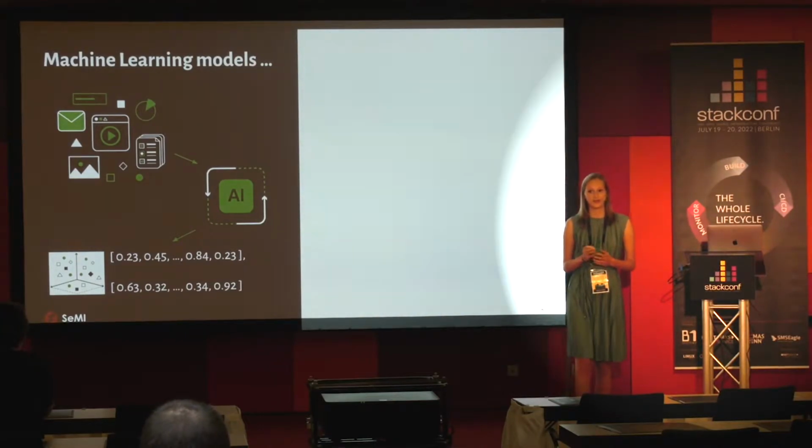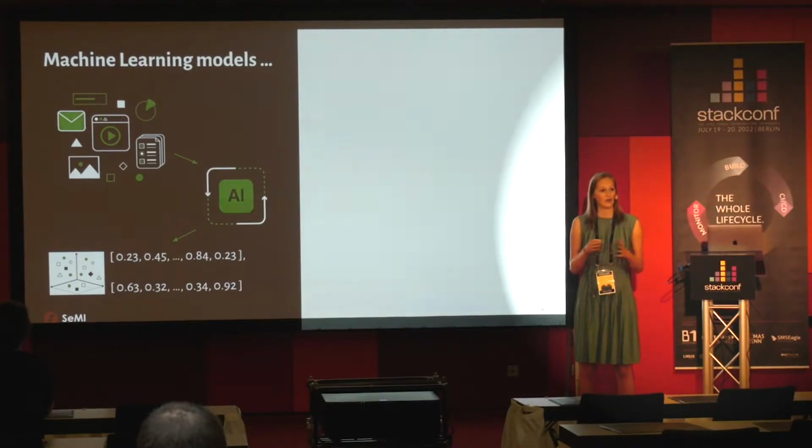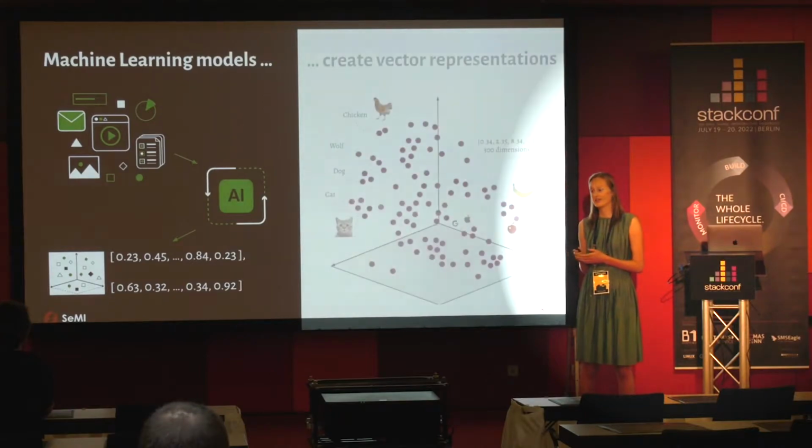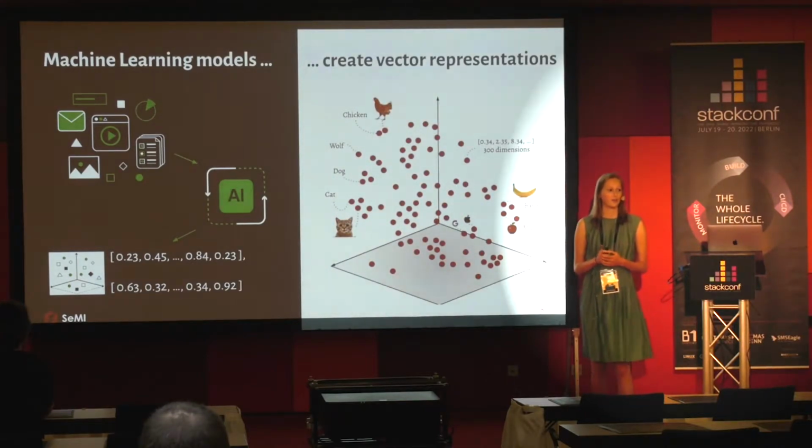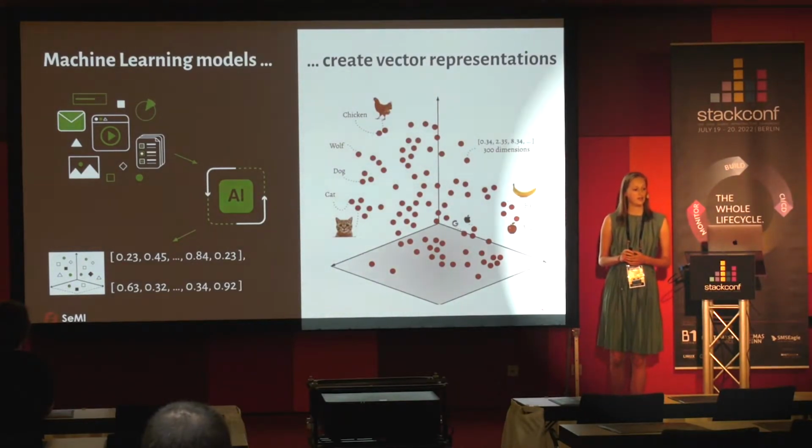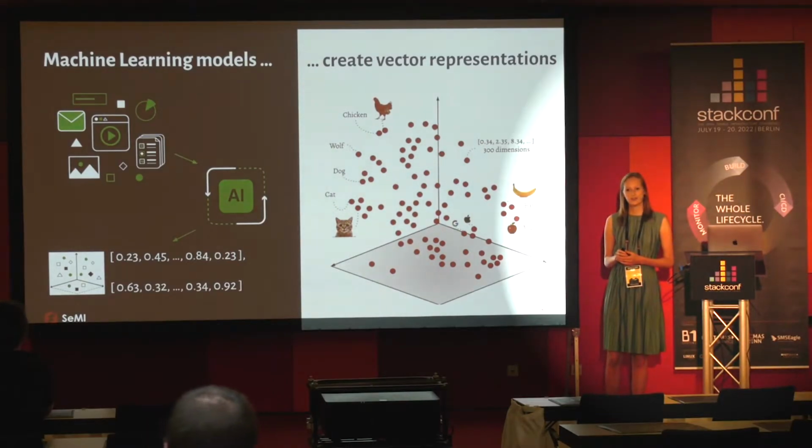So vectors, or vector embeddings, are essentially just long arrays of numbers representing that data. You can also see it as points in a high-dimensional space, so coordinates.